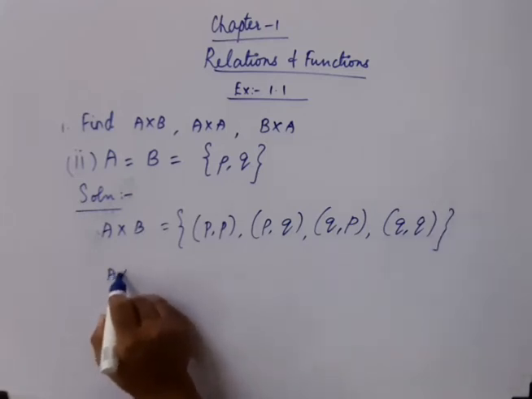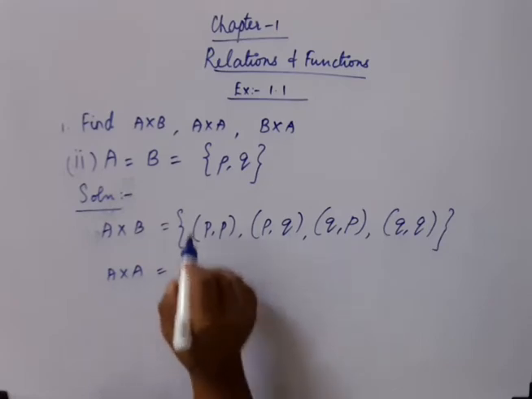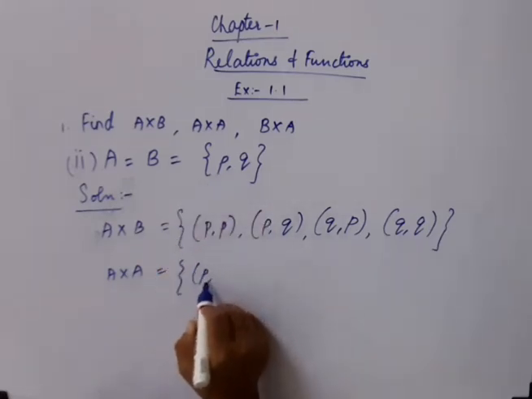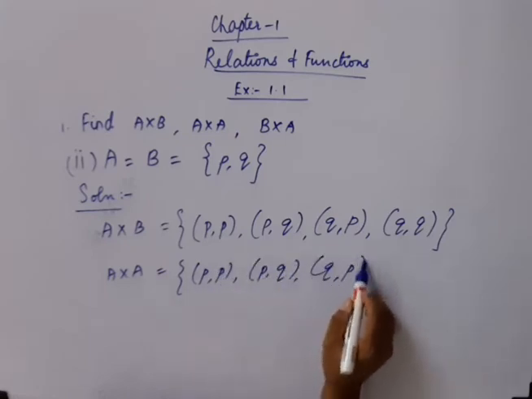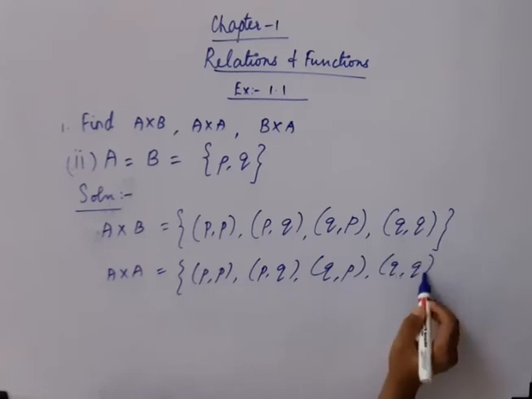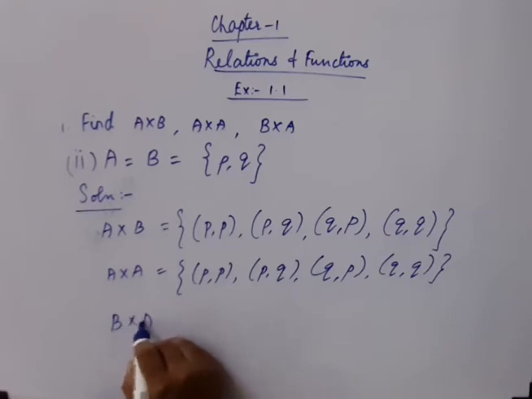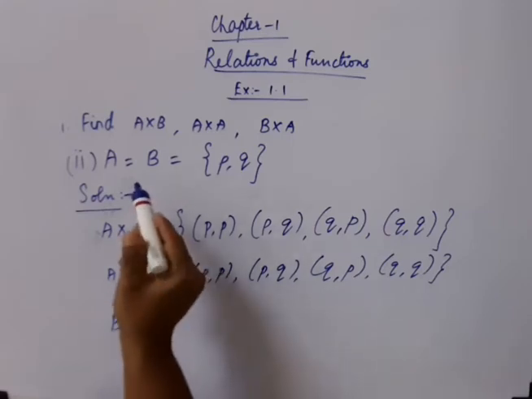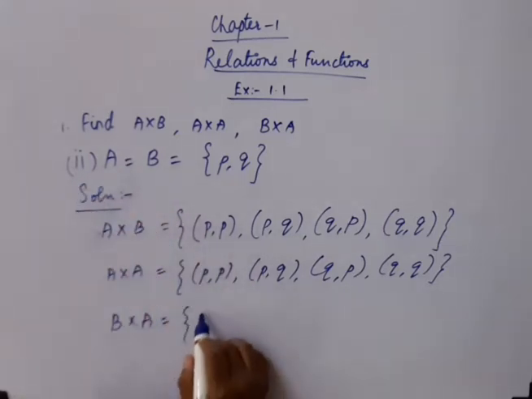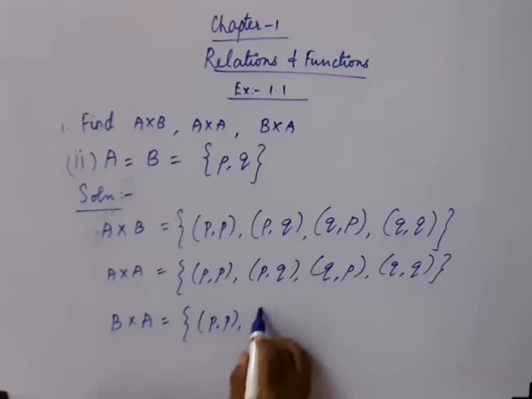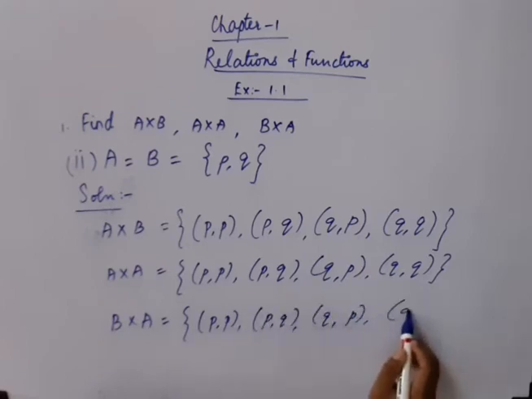Now what is A cross A? Cross product of a set with itself. So the same thing will be repeated here: (P, P), (P, Q), (Q, P), (Q, Q). Now we need B cross A. For that, again you have to combine the set B with set A. So the same thing will be repeated for this too: (P, P), (P, Q), (Q, P), (Q, Q).